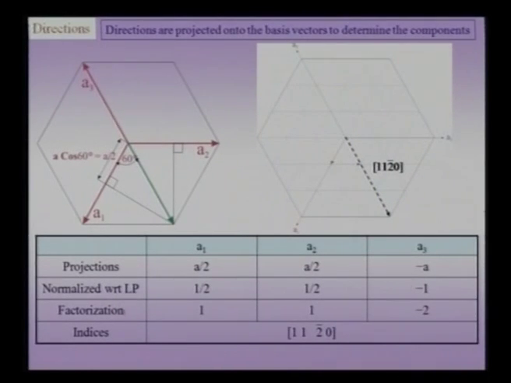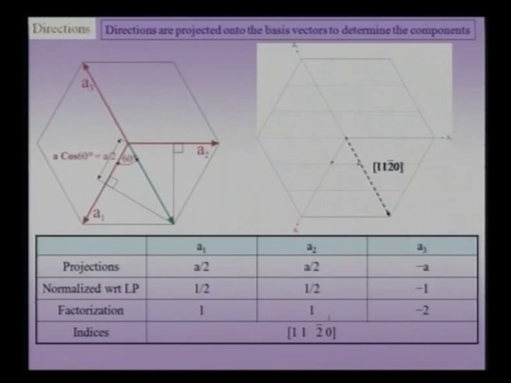Then I factorize this factor half out like we did for the planes. So I would get 1, 1, minus 2, and as before I would enclose them in the square brackets to indicate that it is a direction. So the Miller indices for this direction would be [1 1 2-bar], and the C direction it is 0, because we did not traverse along the C direction.